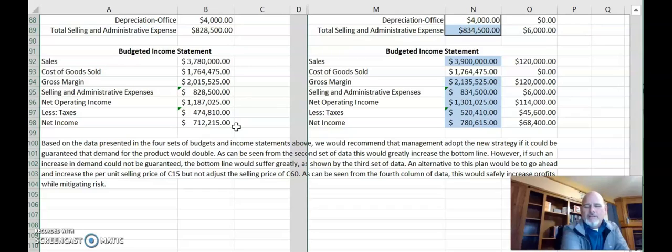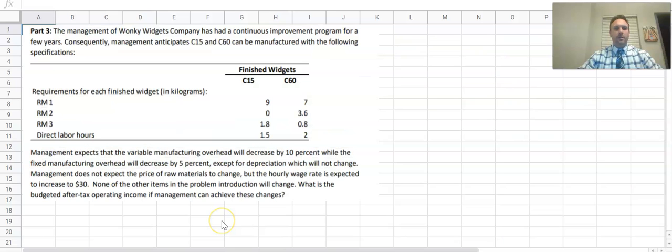a lot less risk. I'm going to pass it on over now to Josh and let him go through problem number 3. Thanks. Thanks, Bill.